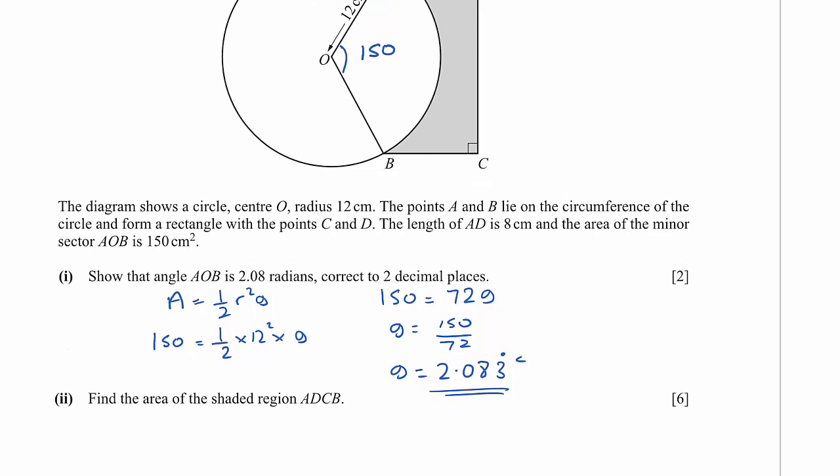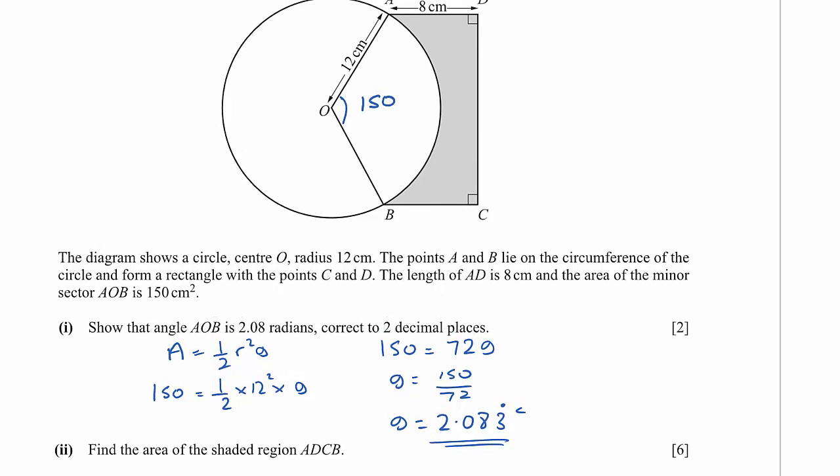Find the area of the shaded region ADBC. So that's this region here, obviously. And so we might need to think about how to do that. I'm going to draw that line back in that I was just drawing in just now. So we've got a rectangle here, and what we'd like to do is take the segment away from the rectangle.